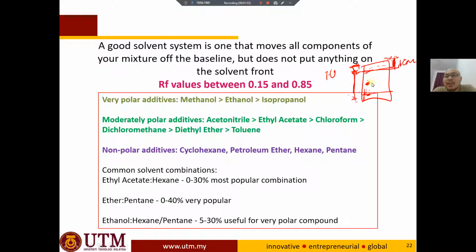So maybe I will ask later on the question: why can we not allow the solvent to reach the edge of the TLC plate? The RF values, later on we will look into that. So here, very polar are methanol, ethanol, propanol; moderately polar are ethyl acetate and chloroform; non-polar are hexane, petroleum ether and so on. So you can use a combination to make the polarity intermediate. Here is the example.